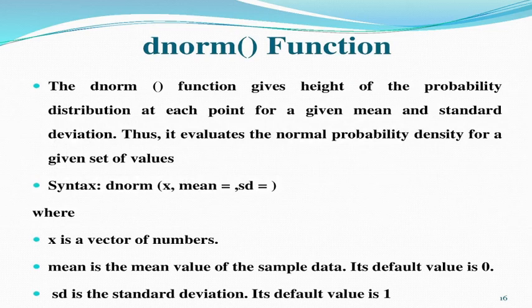It should be noted that since random values are generated, the result will differ every time. The dnorm function gives the height of the probability distribution at each point for a given mean and standard deviation. Thus, it evaluates the normal probability density for a given set of values. Syntax is dnorm(x, mean=, sd=), where x is a vector of numbers, mean is the mean value of the sample data. Its default value is 0, SD is the standard deviation, default value is 1.